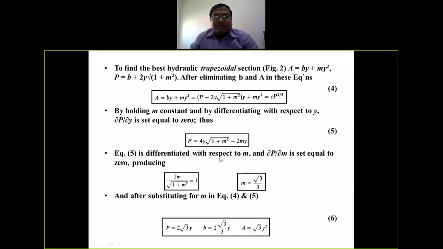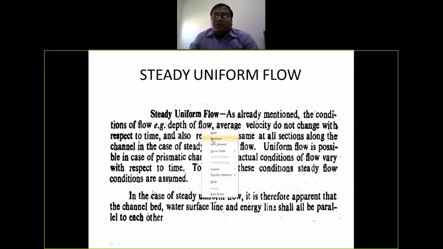After substituting the m value in equation 4 or 5, you will get P is equal to 2 root 3 into y, B is equal to 2 root 3 upon 3 into y, and A is equal to root 3 into y square. In this way we have derived the best hydraulic section for rectangular as well as trapezoidal sections. There is also a circular section for the maximum velocity condition and the maximum discharge condition, which you can find in your book. My approach here is to give some idea about the basic concepts in open channel flow.